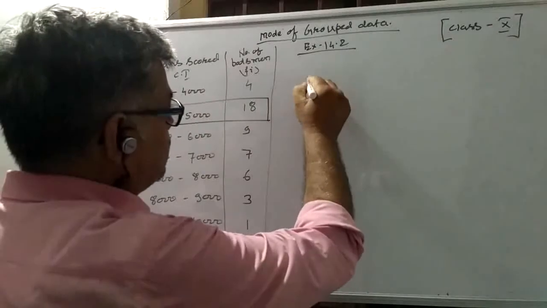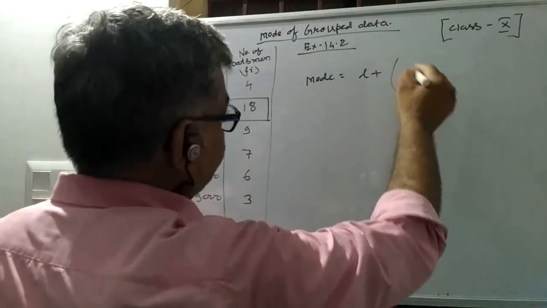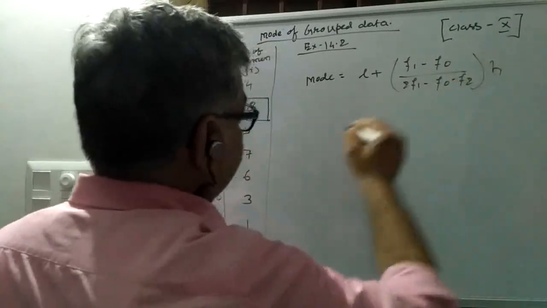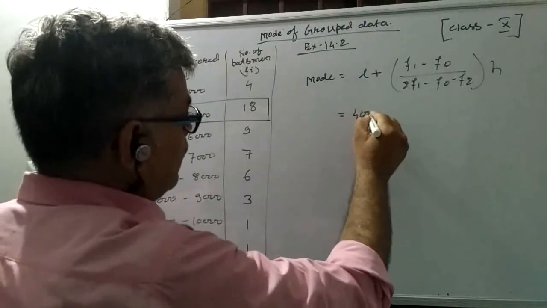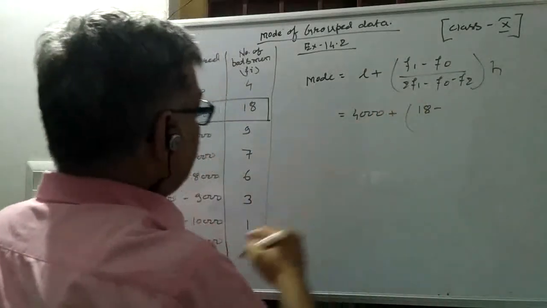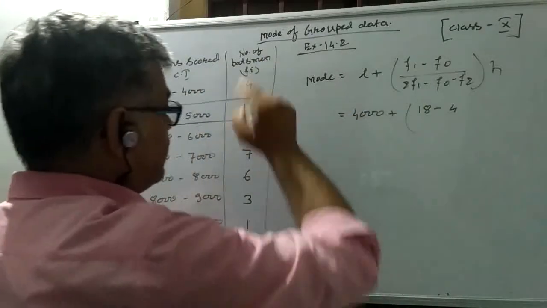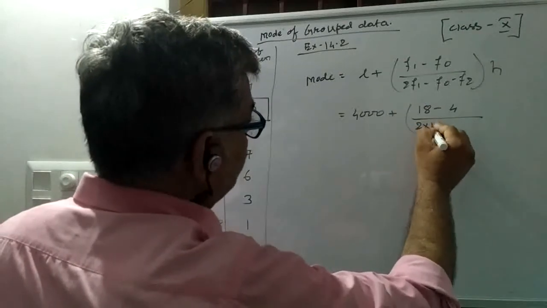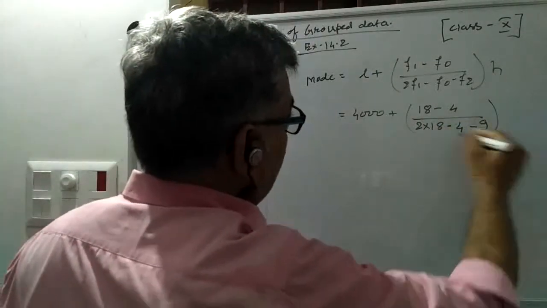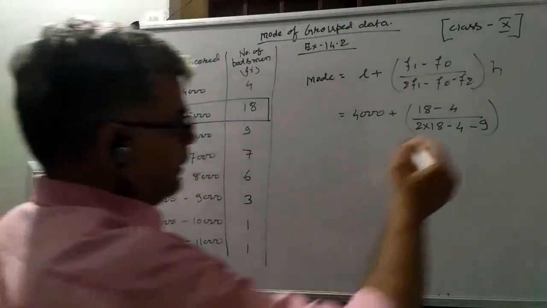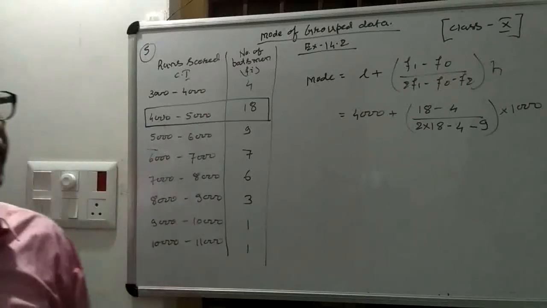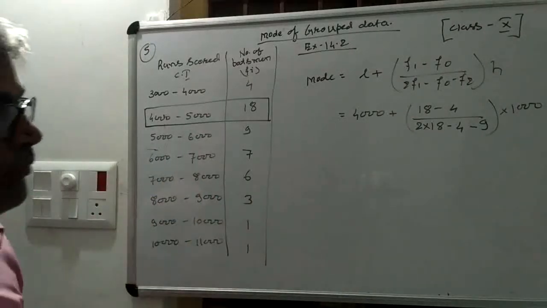Now apply the formula for mode. As you know, mode equals L plus F1 minus F0 by 2F1 minus F0 minus F2, into H. Here L is 4,000, the lower limit of the modal class, plus F1 is the frequency of the modal class, which is 18, and F0 is the frequency of the class preceding the modal class, which is 4. 2F1, that is 2 into 18, minus 4, minus F2, the frequency of the class succeeding the modal class, which is 9, and the class size is 1000, because the difference of upper limit and lower limit is 1000. In this way you will solve this question.